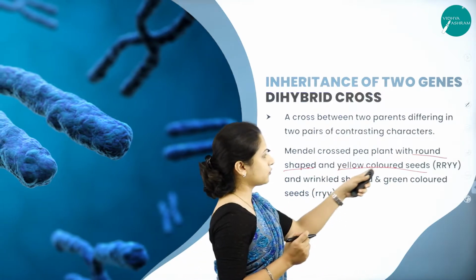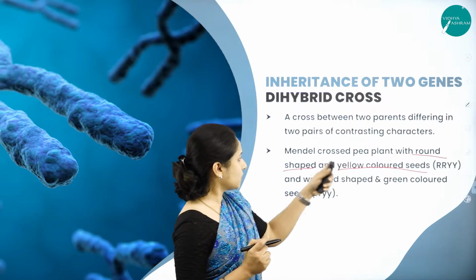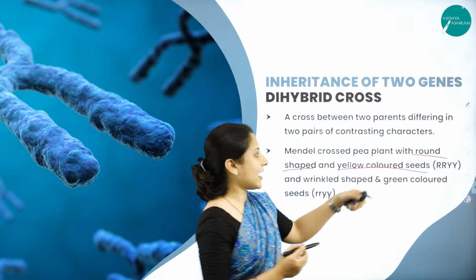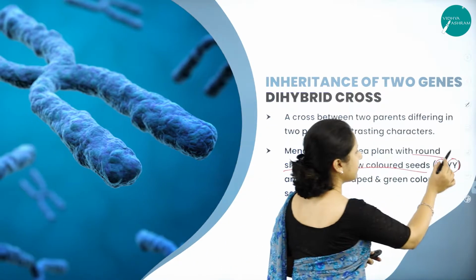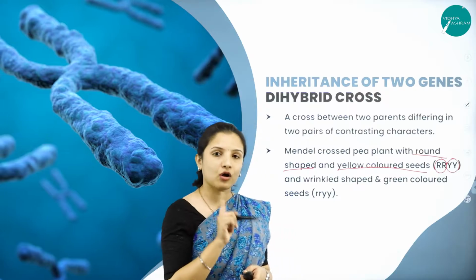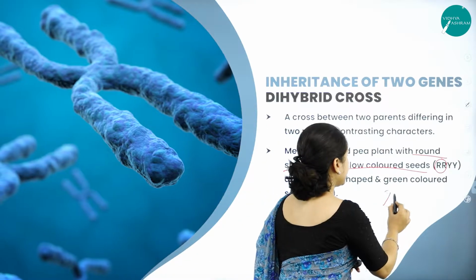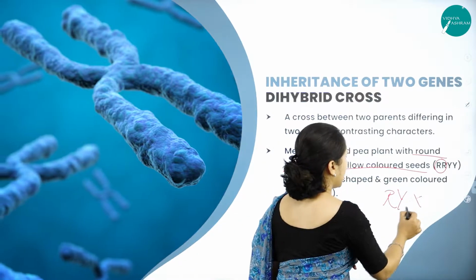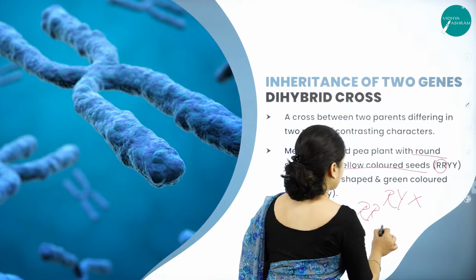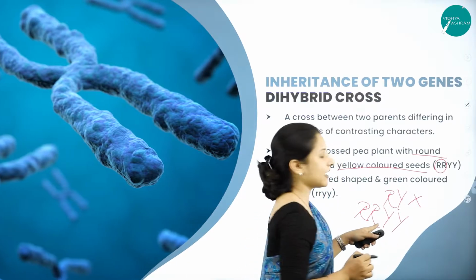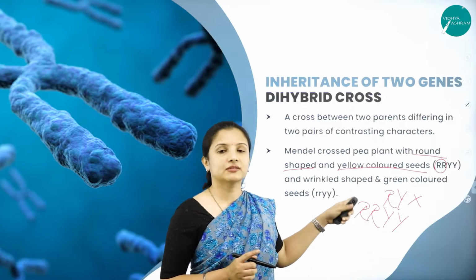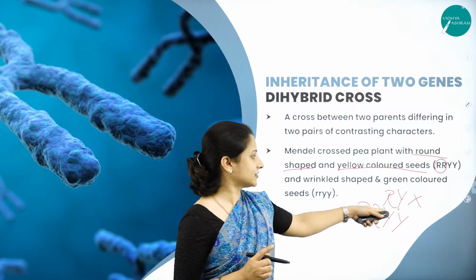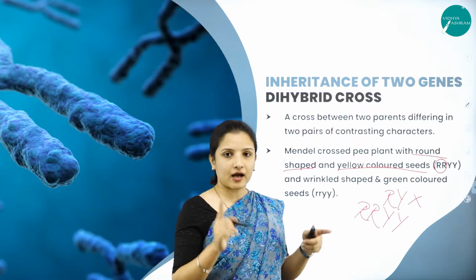So what he did was, he represented the round shaped yellow colored seed as capital RR and capital YY. Why is it RR and YY and not just R and Y? Because they always occur in pairs. You should represent it in alleles. Genes have two alleles. So that is why it is written in pairs like this, RR and YY.